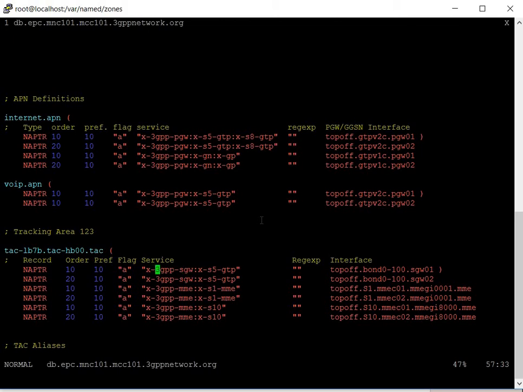Well, if you're looking for an S-gateway, this record here is saying S-gateway, S5 interface, GTP protocol specifically, as opposed to PMIP. If you want that, you can get it by talking to this interface on an S-gateway, this topoff.bond1 100.sgw01. And if you want a same record, the same type of record, same service, you can talk to S-Gateway 2. Right?